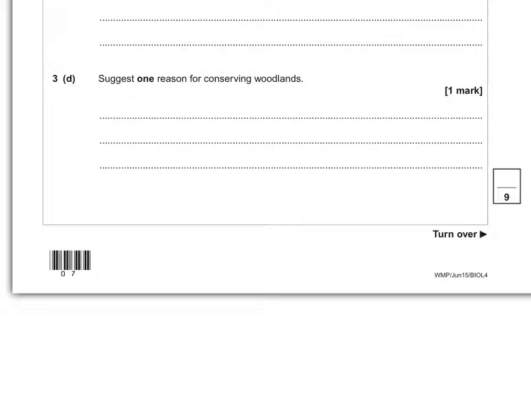I don't think you need to know very much about A-level biology for this. In terms of conserving, protecting habitats, reducing global warming, as a source of medicines, etc. There's lots of answers for that. You could also accept tourism, looking at recreational activity as well.